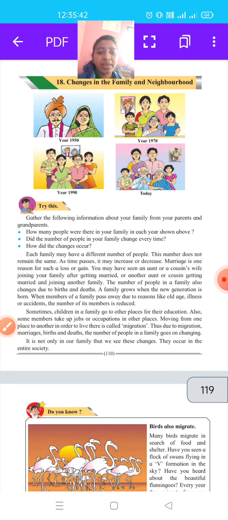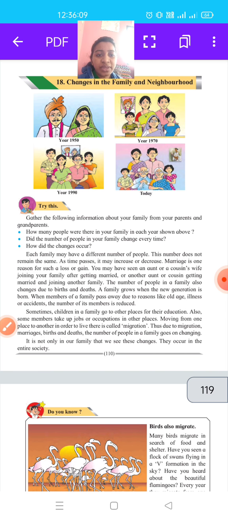Each family may have a different number of people. This number does not remain the same. As time passes, it may increase or decrease. Marriage is one of the reasons for such loss or gain. You may have seen an aunt or a cousin's wife joining your family after getting married, or another aunt or cousin getting married and joining another family.